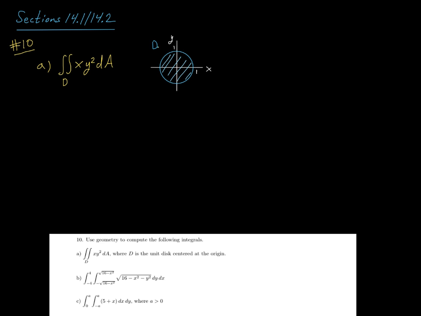Now I could attempt to set this up as an iterated integral, but again, the instructions are explicitly saying to do this just using some geometry. One thing to observe in a problem like this is that our domain is highly symmetric. Furthermore, looking at this function, if I treat y as a constant for a moment, x there is an odd function. So what exactly am I saying there?